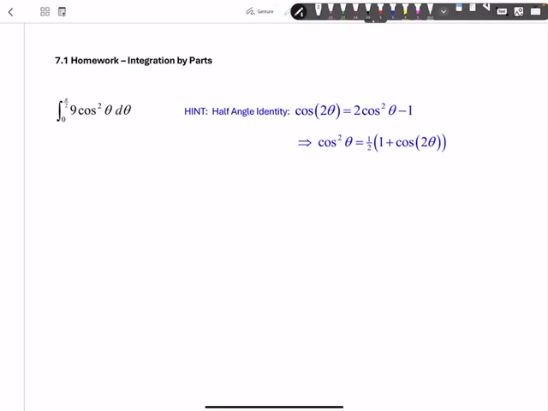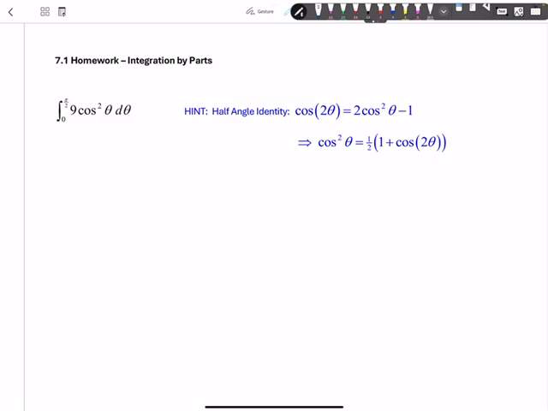Right, the next two problems we are going to work are going to require us to remember some of our trig identities, and in this case particularly, some of our half angle identities. So the problem here is the integral that goes from 0 to pi halves of 9 times cosine squared theta d theta. So I will remind you that one of the half angle identities, there are a few, this is the one that we're going to use.